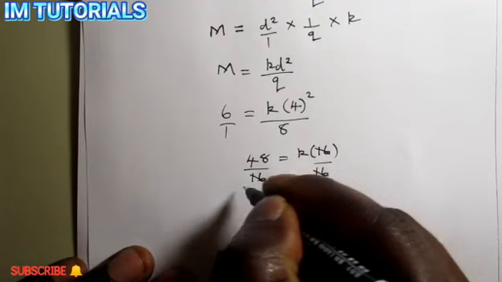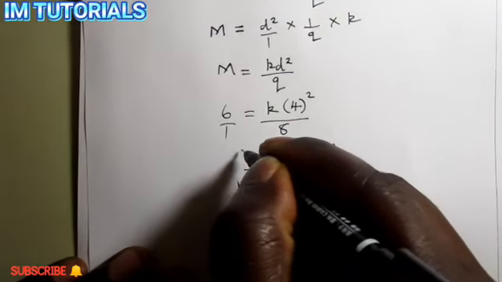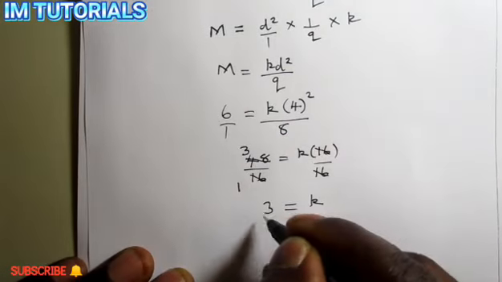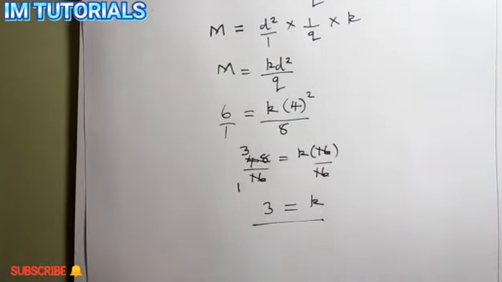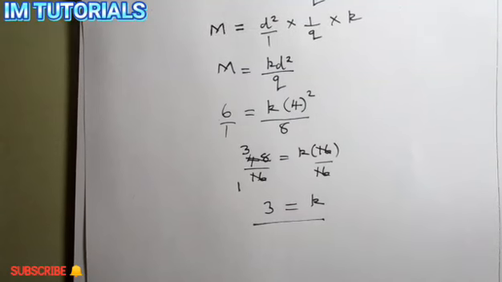So 16 into 16, you get 1. But 16 into 48, you get 3. So it means that k is equal to 3, and this is your final answer. You are home and dry. We are now moving on to question number 9.